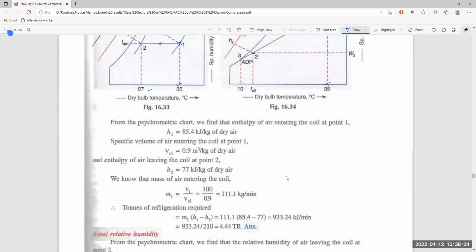So tons of refrigeration is the mass of air coming in multiplied by the enthalpy of the incoming air minus the outgoing air. So 1.1 times (85.4 minus 77) is 933.24 kJ per minute. If you divide it by 250, that is 44.33 TR.